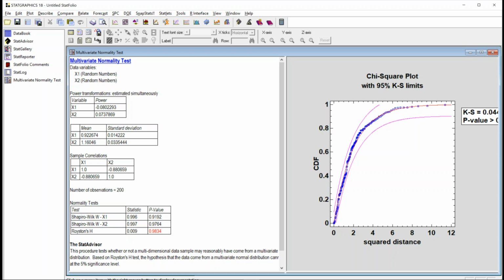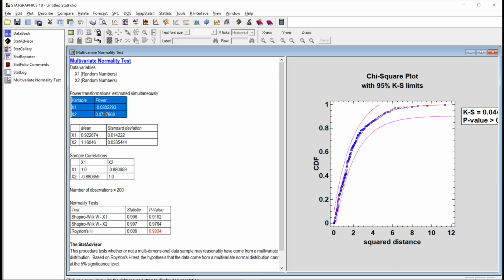You'll see the output modify, and it will show you a section where each of the variables has been transformed according to taking it and raising it to a power. In this case, it says the optimal power for x1 is minus 0.08. The optimal power for x2 is 0.07. Now, both of those powers are quite close to 0. 0 corresponds to a log.